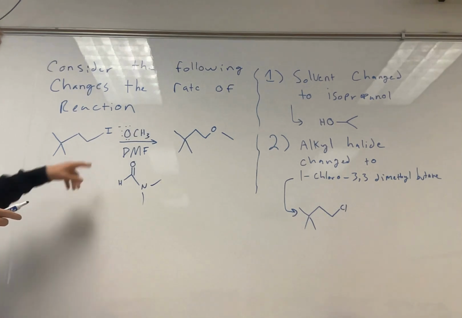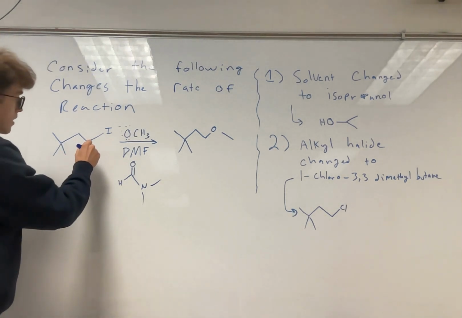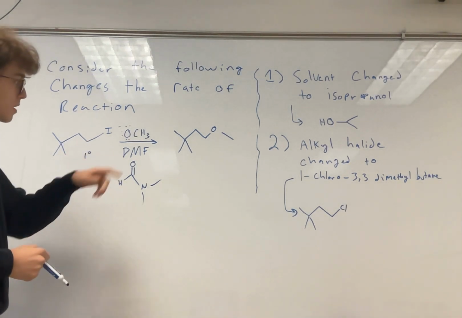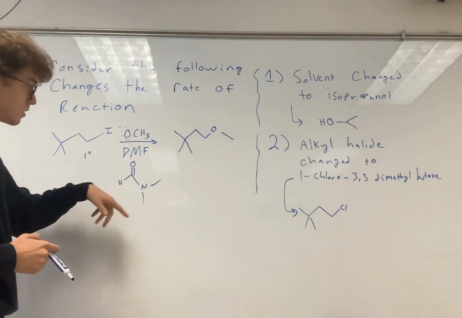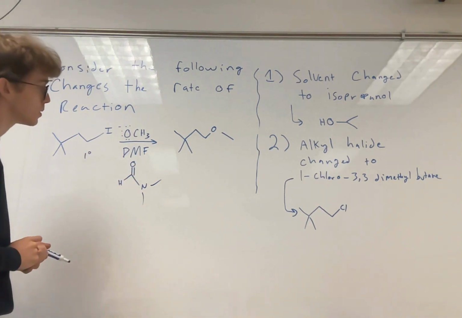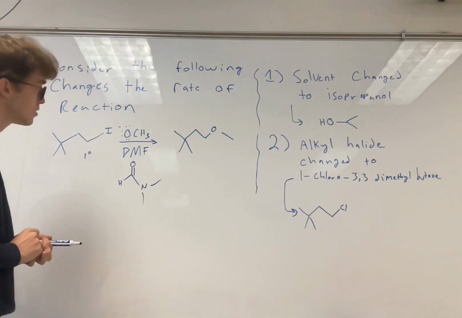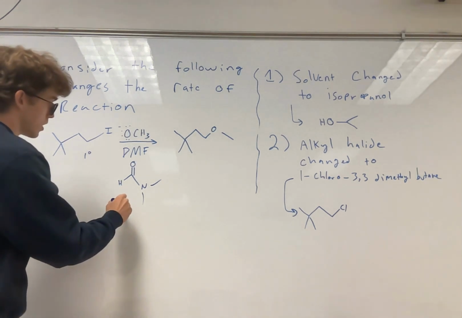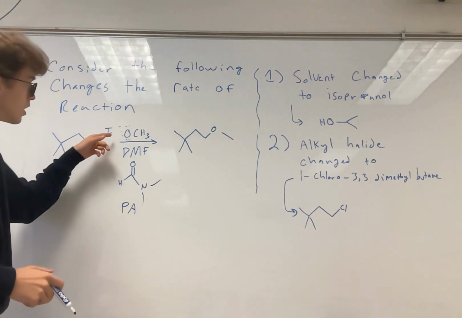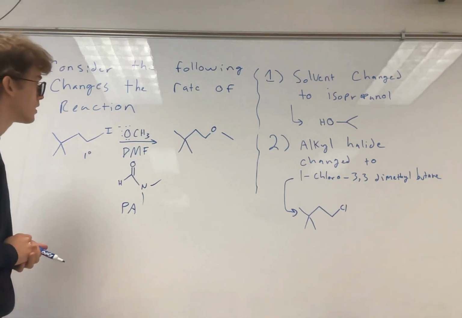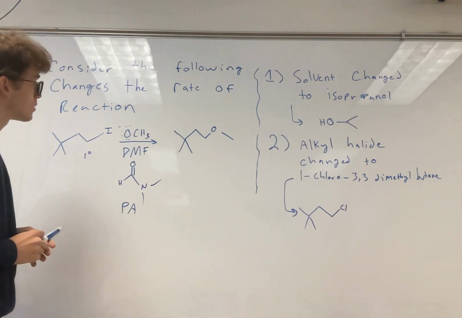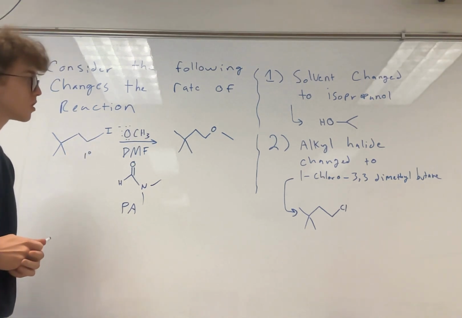Things we want to notice is the primary alkyl halide, right? DMF is polar aprotic, right? Polar because it doesn't have nonpolar bonds, and aprotic because it doesn't have any acidic hydrogens. So this is a polar aprotic solvent. And our nucleophile here is methoxide, right? So methoxide, we know, strong base, strong nucleophile.